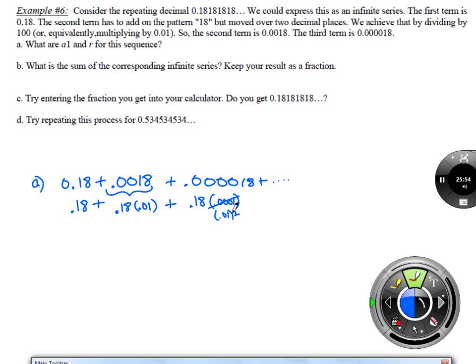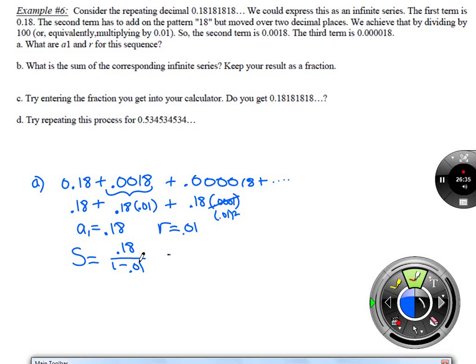So now are you okay with me saying this isn't just a series that's infinite? This is a geometric series that's infinite. There is a common ratio between the terms that I could find. In this geometric series, what is our first term? 0.18. What is our ratio? Good, 0.01. So can we write this as a fraction? Sure, I have a formula that adds this up for me as a fraction. It says the sum of the infinite series is the first term divided by 1 minus the ratio.